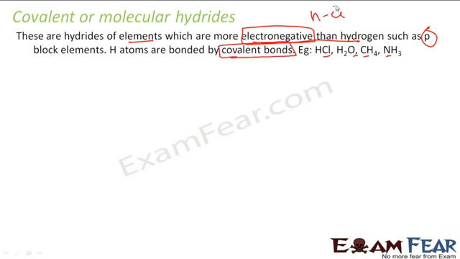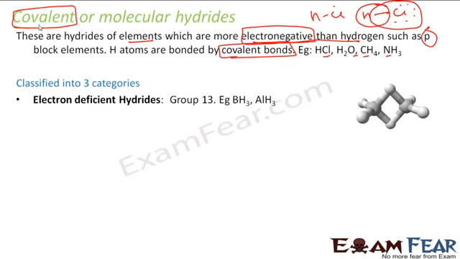For example, if we talk about HCl, chlorine has 2, 3, 4, 5, 6, 7 and hydrogen has 1. So chlorine wants to take 1, hydrogen also wants to take 1. They will form a covalent bond here. Hydrogen will share its electron with chlorine and chlorine will share its electron with hydrogen. So they have a covalent bond and that's why they are called covalent or molecular hydrides.